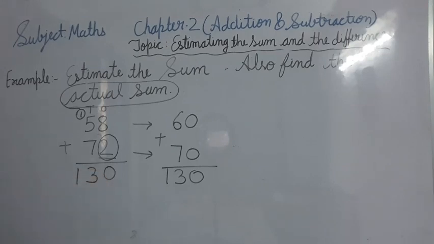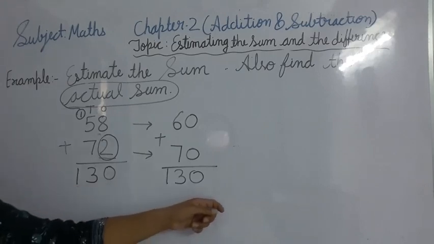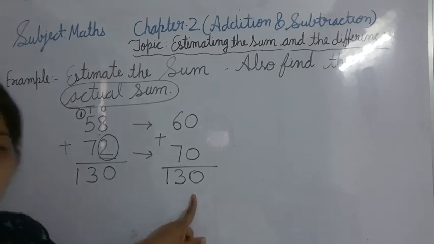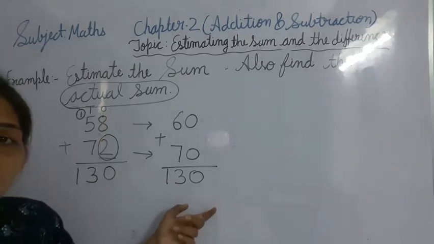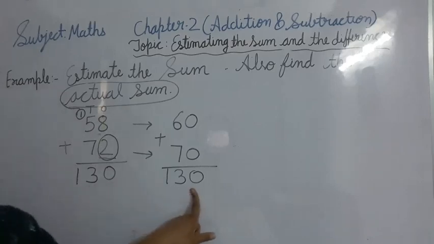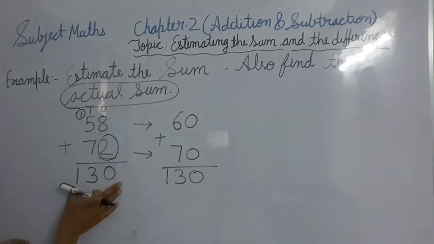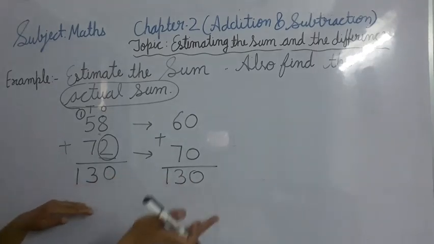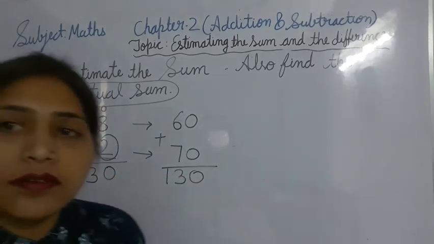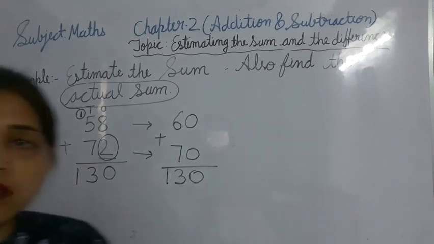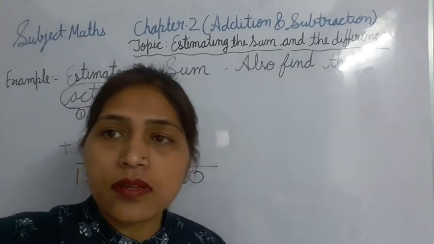Yes. So 130 and 130. See here, both are closer, both are the same. Yes, but it will not always happen. Then these sums will be the same. But both the estimated sum and the actual sum are always close to each other. We don't have so much difference between these two numbers. But sometimes you will get the same also. Yes. So it is clear what the actual sum is.